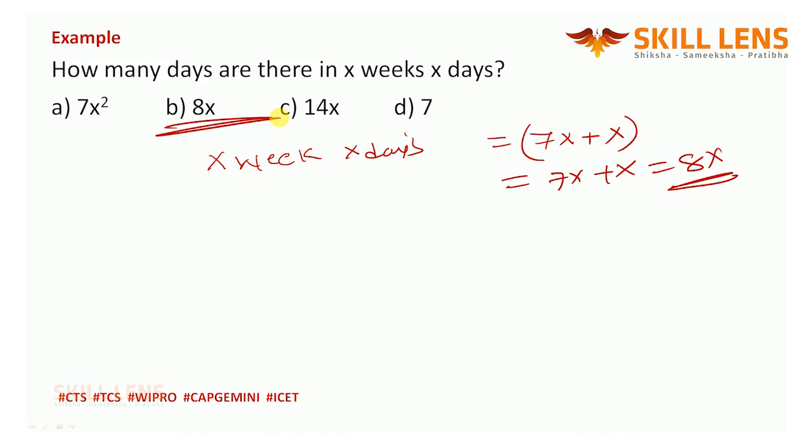Okay, 1 week contains what? 7 days. So there are x weeks, so 7 into x days, and again there are x days extra. So you have to write plus x. The total number of days is going to be what? Let's say there are 5 weeks and 7 days. Then total, how many days? 7 5s are 35 plus 7. So that's going to be 42. So that's how you have to get your answer. Hope everybody understood this particular question.